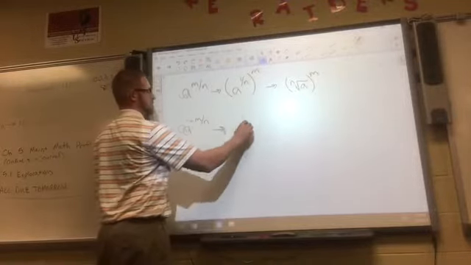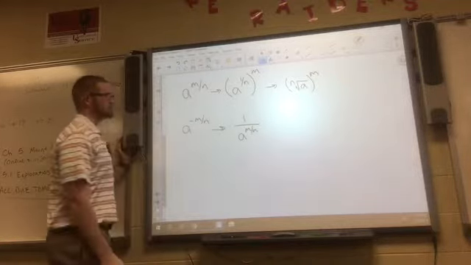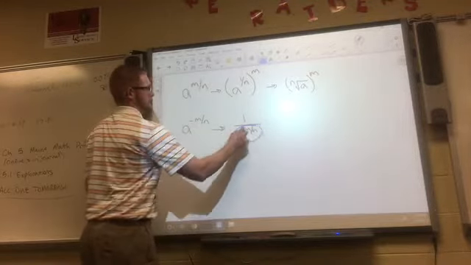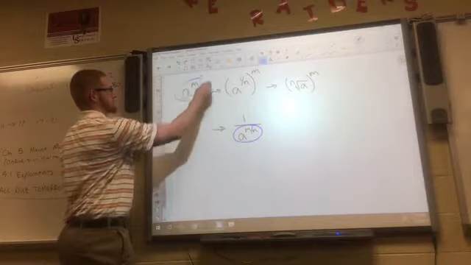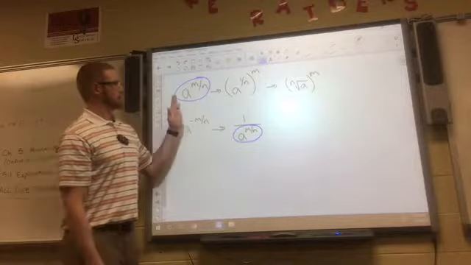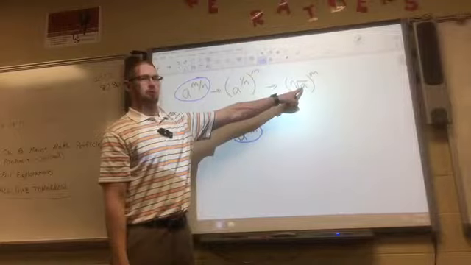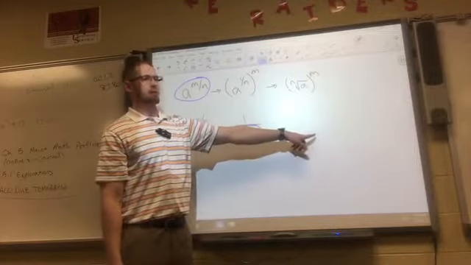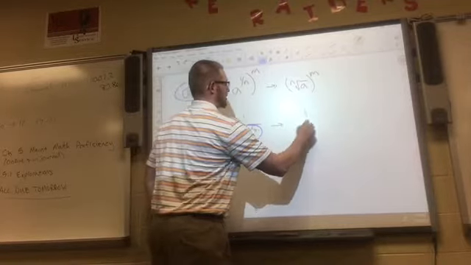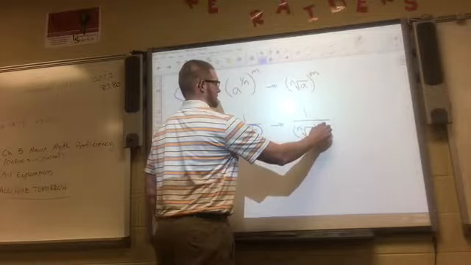So I'm going to change this to 1 over a to the m over n. Now notice here, this denominator is this exact same thing, correct? So I should be able to reduce this down and end up with the exact same thing as here, but it will be where? It'll be in the denominator. So I should end up with 1 over the nth root of a to the m power.